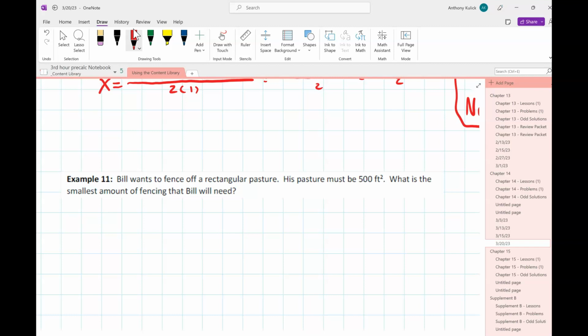All right. So we were getting ready to start this example before lunch, so we're just going to circle back to this. So we have a story problem situation. Bill wants to fence off a rectangular pasture. His pasture must be 500 square feet. What is the smallest amount of fencing that Bill will need? So let's start by drawing a picture. What shape is our pasture going to be? Rectangle.